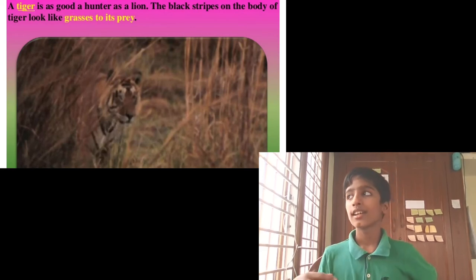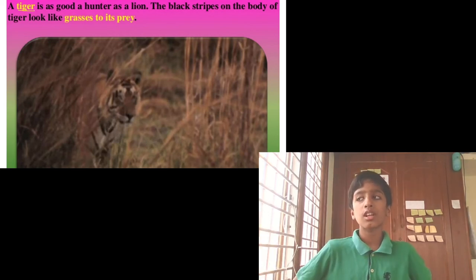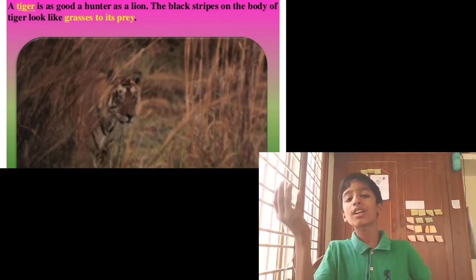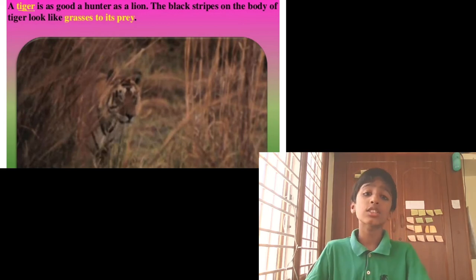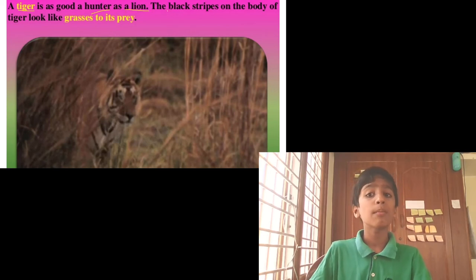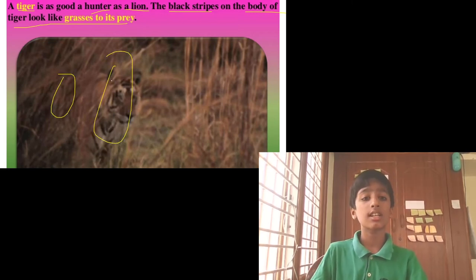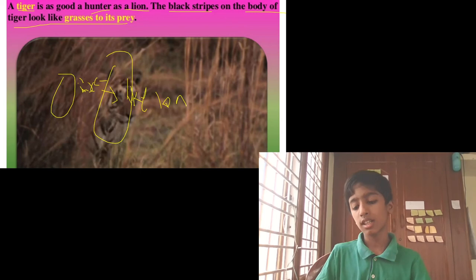Now comes the tiger. Tiger and lion competition. The tiger will say, "Hey lion, I am a very good hunter," and the lion will say, "I am the king and every animal will serve me, and if I want, I can hunt." The tiger is also a good hunter like the lion. The black stripes on the body of the tiger look like the grasses to its prey. The grass and the tiger almost look the same, so the tiger can also hide like a lion because their skin and the grass color are almost the same.